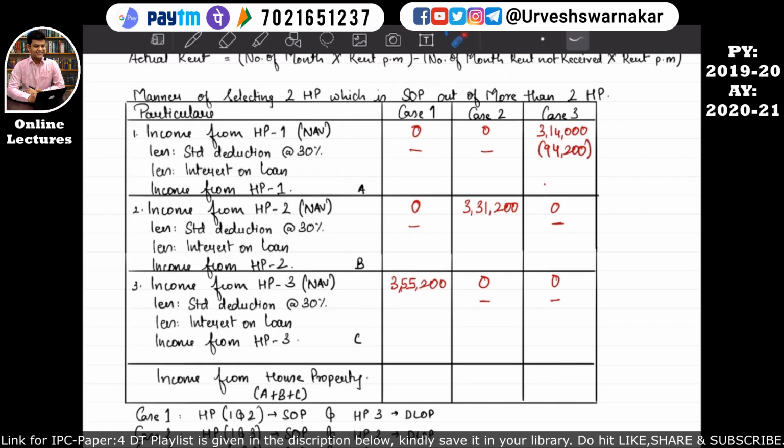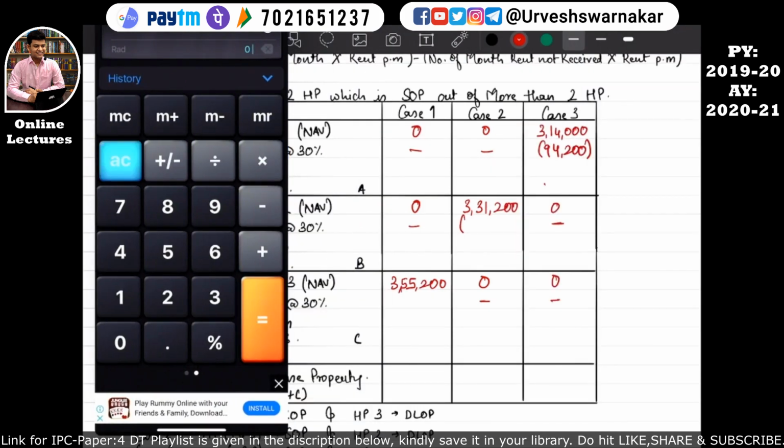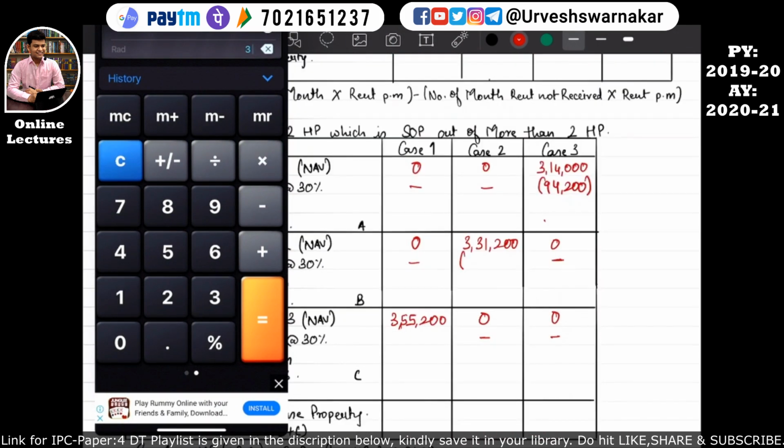94,200. Similarly in case 2, where house property 2 has been assumed to become a DLOP, we will calculate the standard deduction on that also. 3,31,200 into 30% is equal to 99,360. And in case 1, where house property 3 has been assumed to be DLOP, we need to calculate the standard deduction on 3,55,200 into 30%, which is equal to 1,06,560. I hope this is quite clear to you all.